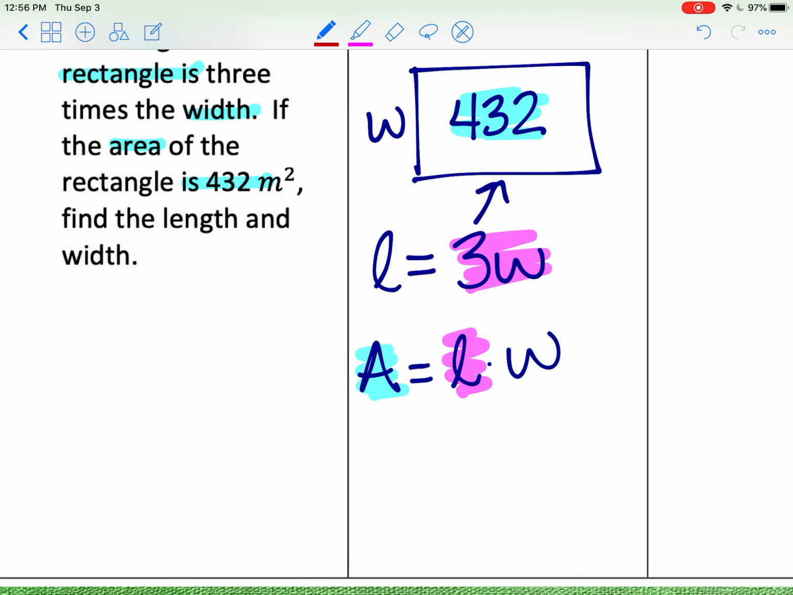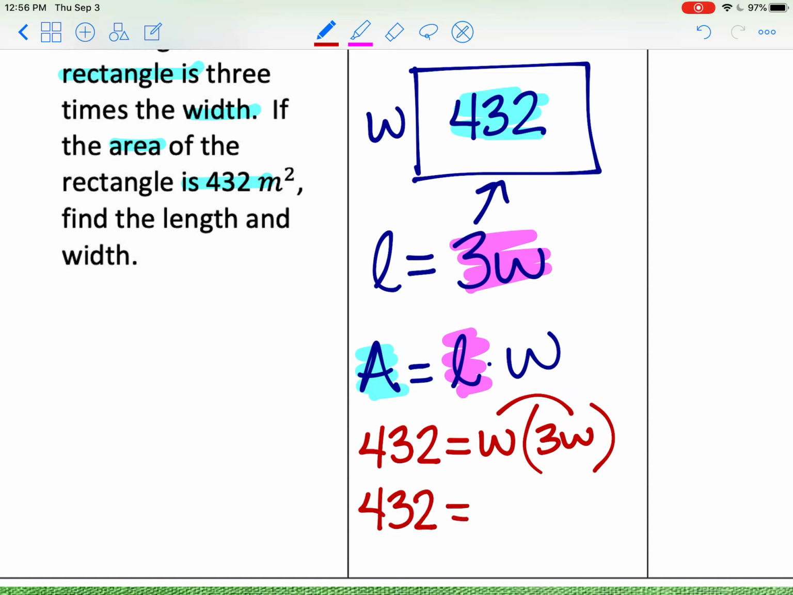So let's rewrite our equation. Instead of A, we're going to plug in the 432. Length we know is 3W, but I don't really want to write the 3W first. I want to bring that single variable first times my 3W so that I'll know to distribute. So go ahead and distribute. 432 equals 3W squared. Now let's talk about the rearrangement of this one because this one is a little different.